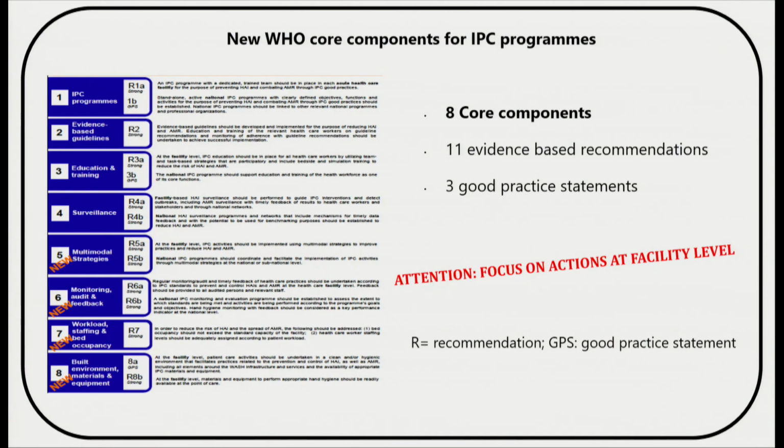So, now let us look at what are those 8 core components which are prescribed by World Health Organization in the 2016 guidelines. According to these new guidelines, we have got 8 core components, 11 evidence-based recommendations, and 3 good practice statements. And I would request you to give attention that the letter R stands for recommendation, and GPS stands for good practice statement.